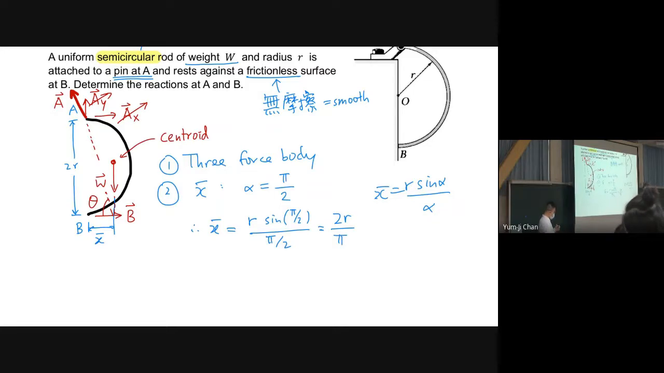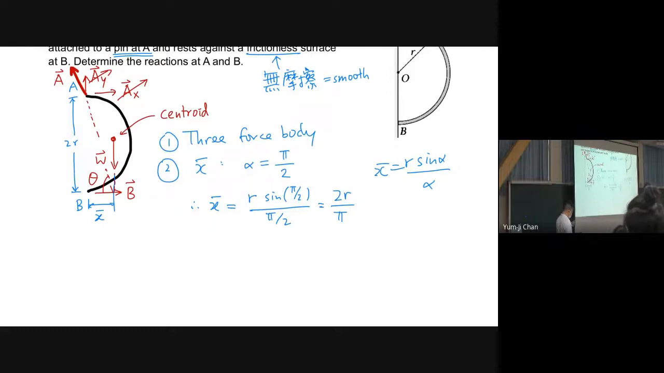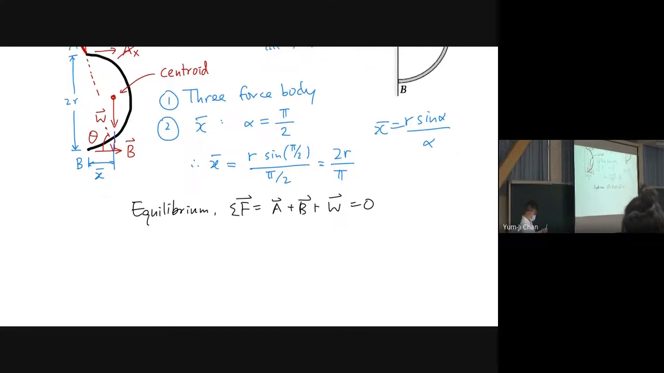Now, after everything from this free body diagram has been solved, we work on the equilibrium. The summation of F equals A plus B plus W equals 0. Therefore, we can draw the triangle here.